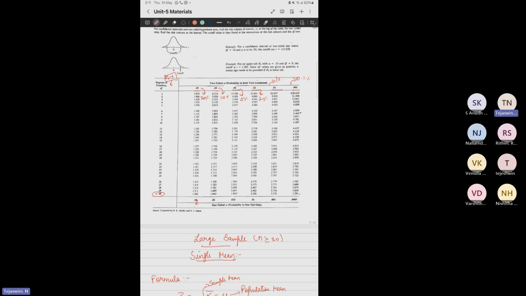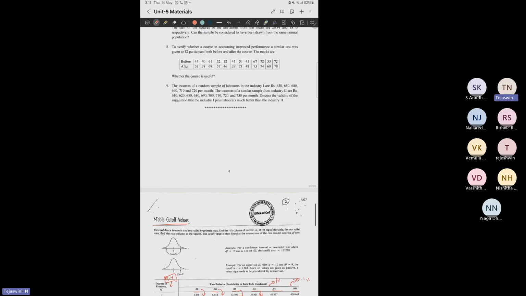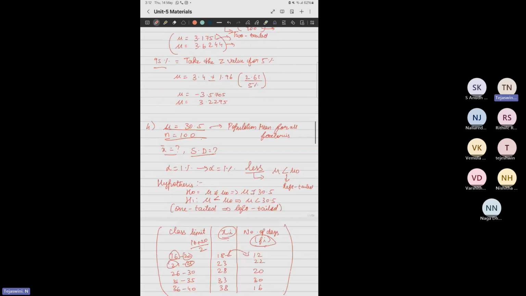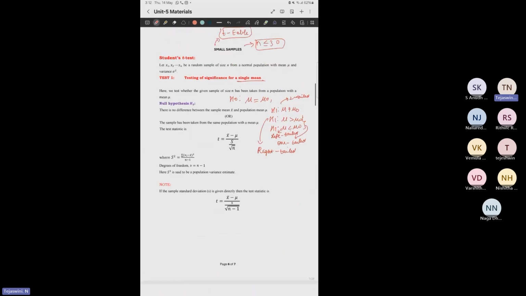Similarly, here also the level of significance is given. So this will be 10%, this will be 5%, this will be 2.5%, 1%, 0.5% and 0.05% level of significance. Okay. So the T table will be given in our exam. Tracking it will be the same as it is in a normal distribution curve. I'll show it in an example now.